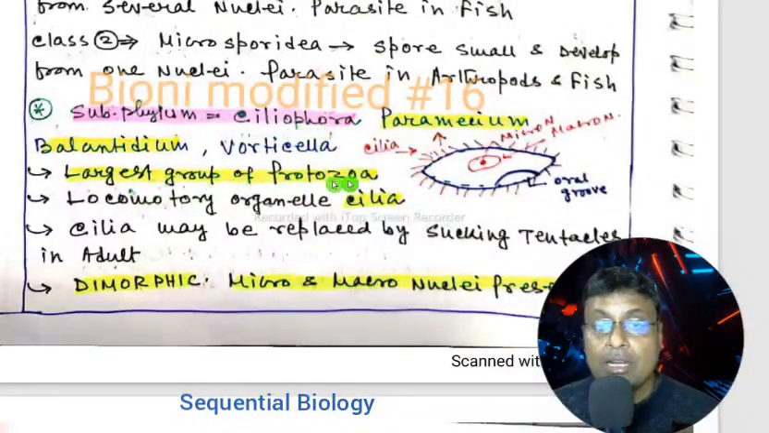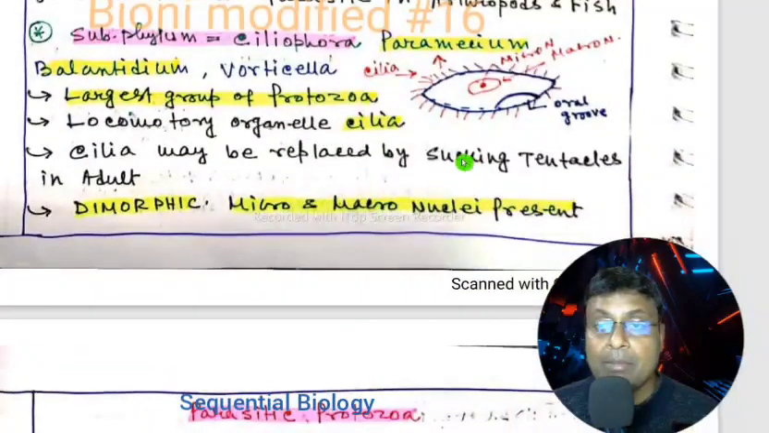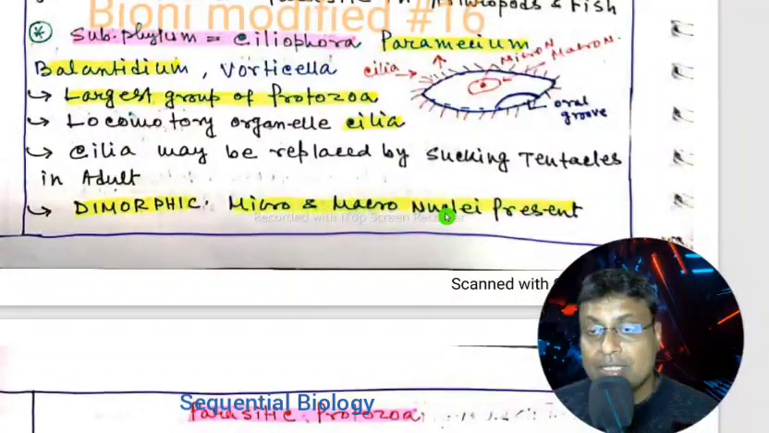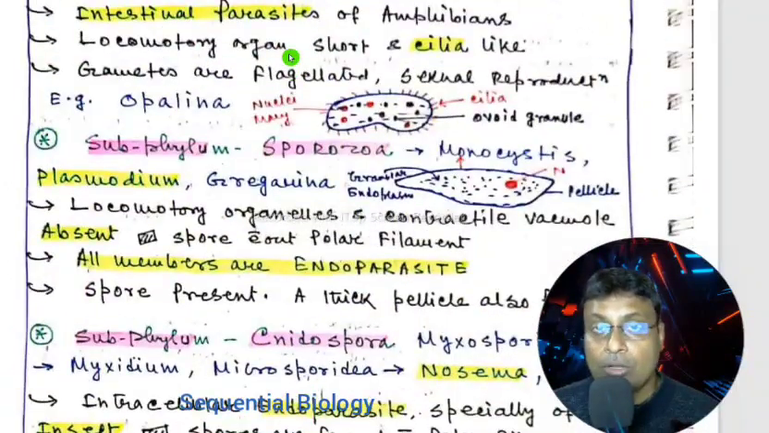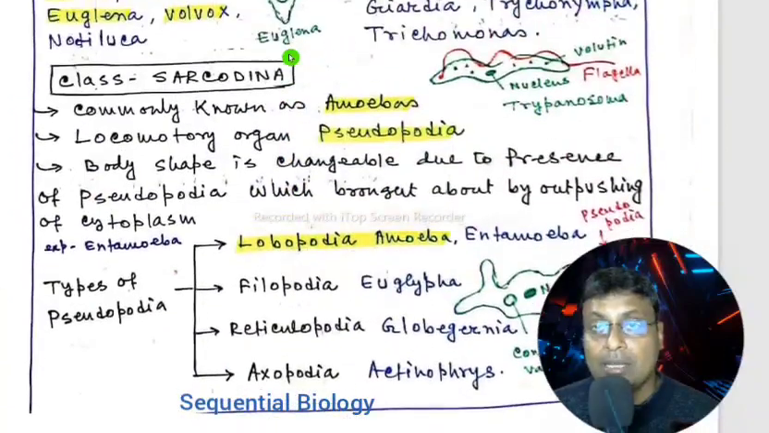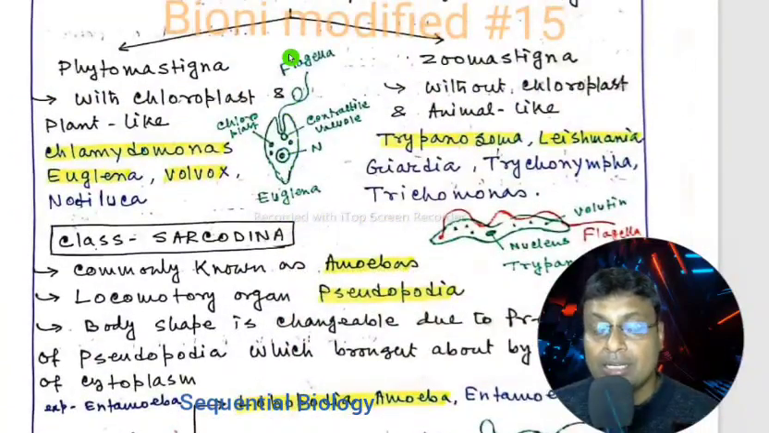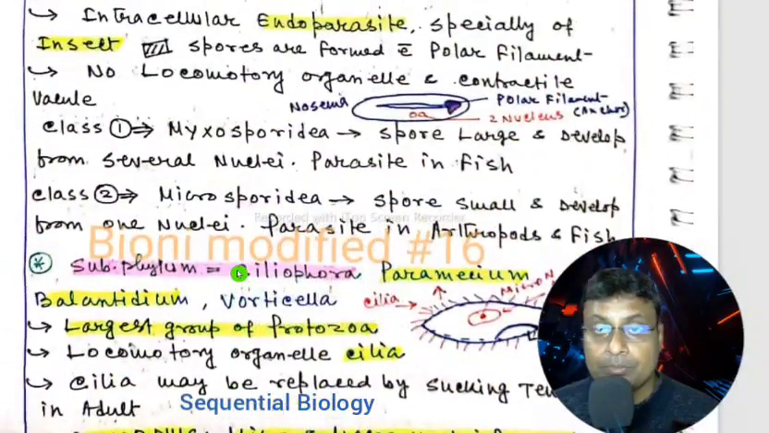These Ciliophora are the largest group of protozoa, and their locomotory organelles are cilia, and cilia may be replaced by sucking tentacles in adults. They are dimorphic, and macro and micronuclei are present in their body. These are important characteristics, features of this subphylum Ciliophora. And in my notes, I have highlighted a few portions, and these are important for any type of biology related examination.